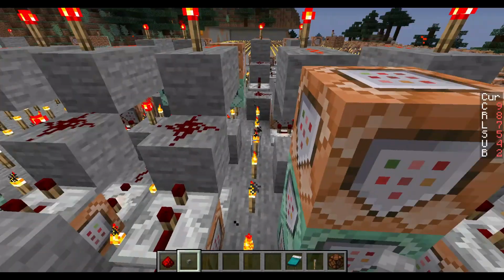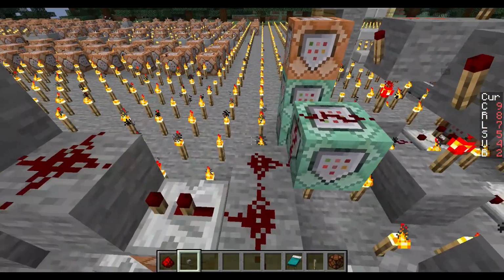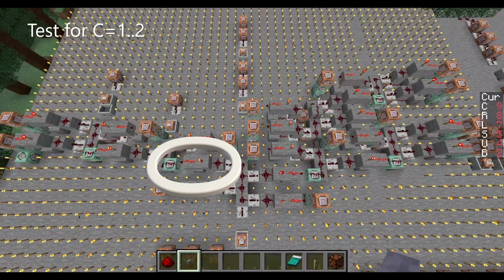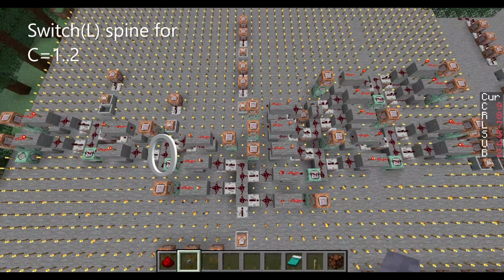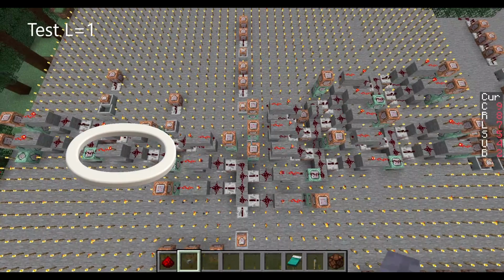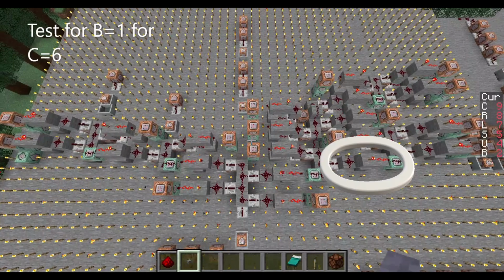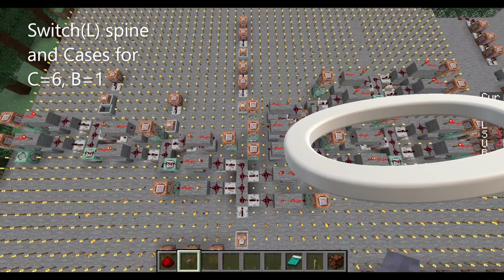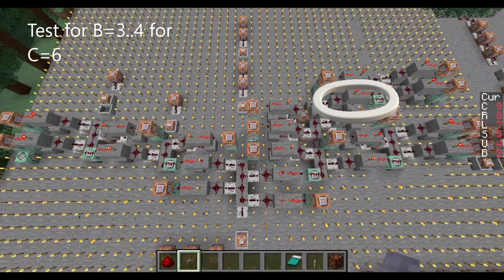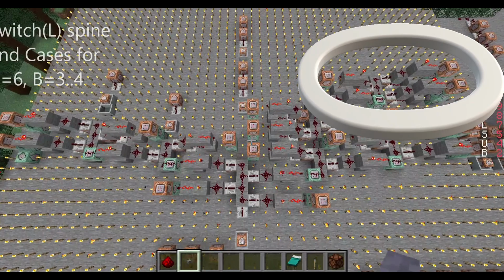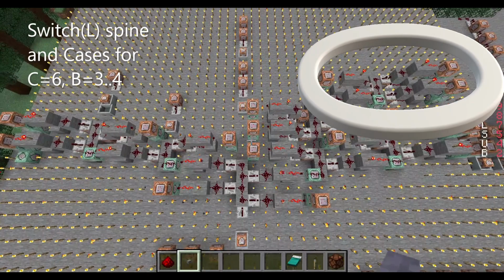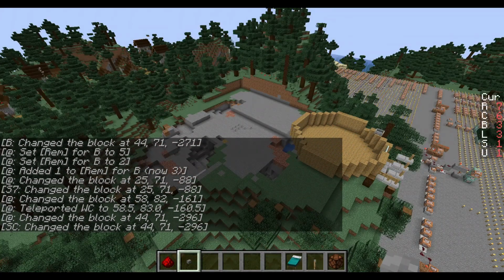Switches for the case C = 1 to 2 have a similar structure, but instead of hanging off to the right of the C switch spine, they hang off to the left of that spine. A couple of the cases of the B switch, B = 1 and B = 3 to 4, have embedded nested switches that depend on L, or the specific loop that's being executed.